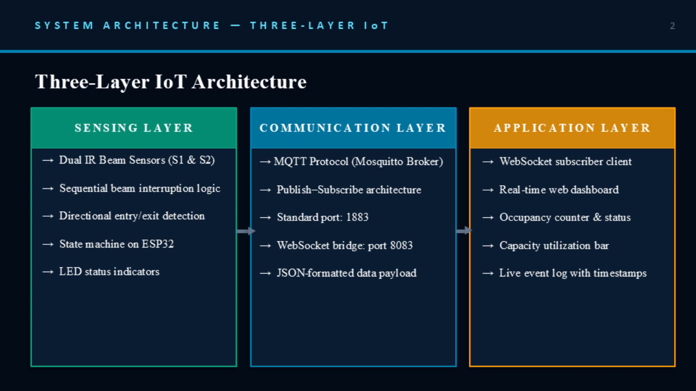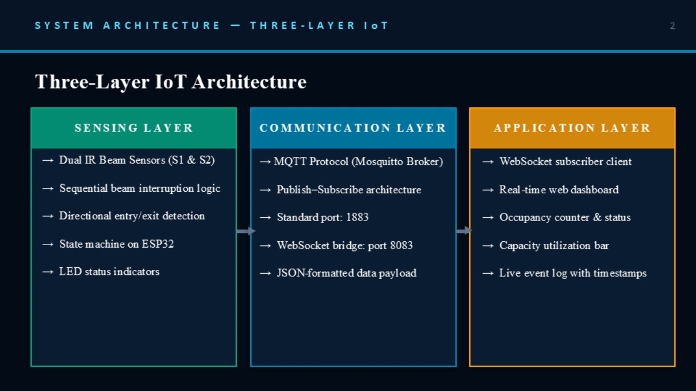Once the ESP32 determines an occupancy event, it publishes the data to a Mosquitto MQTT broker over Wi-Fi. MQTT's publish-subscribe model ensures lightweight, low-latency delivery. The broker runs on standard port 1883 and uses a WebSocket bridge on port 8083 for the browser dashboard.